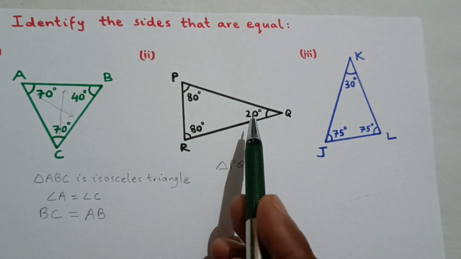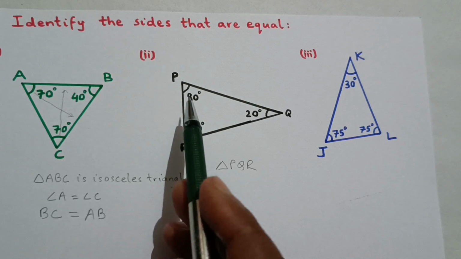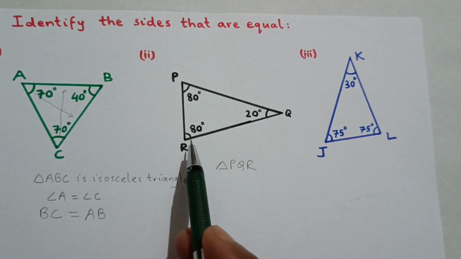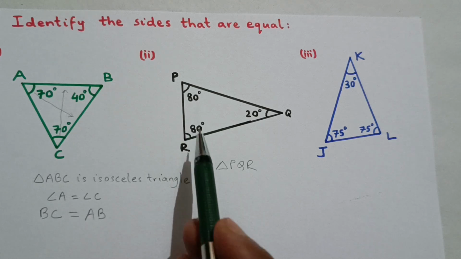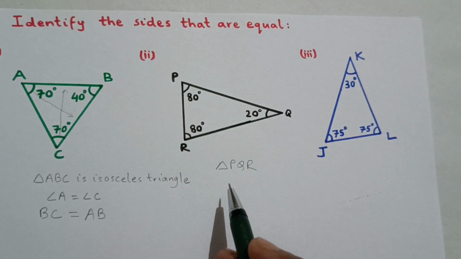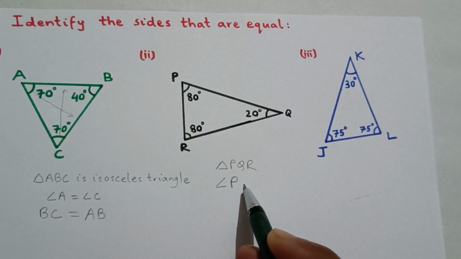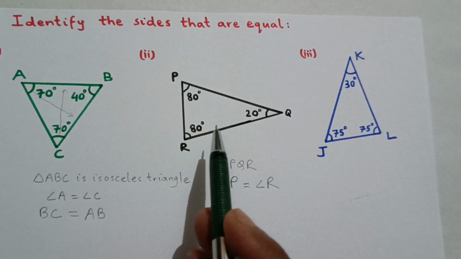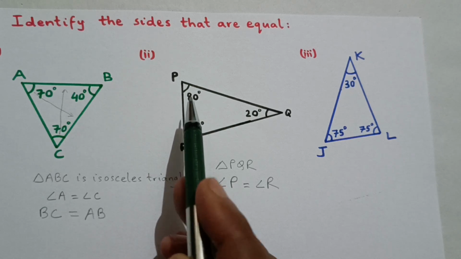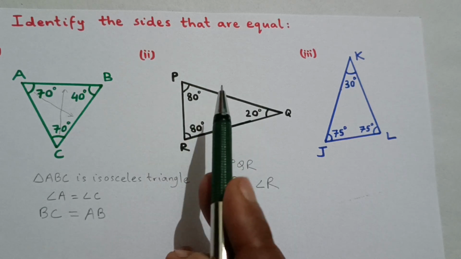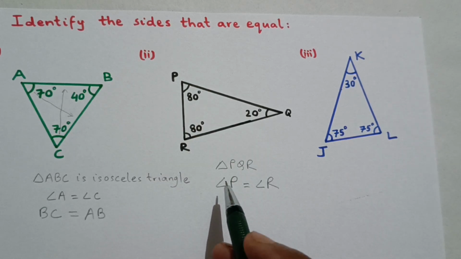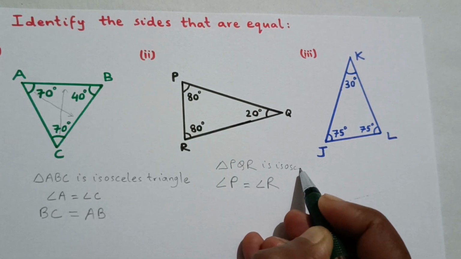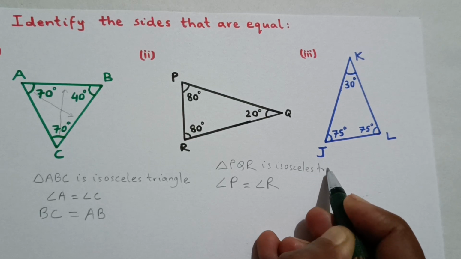Now out of the three angles, we can see that angle P and angle R are equal to each other because both of them have the measure of 80 degrees. So angle P is equal to angle R. So here out of three angles, two angles are equal. So therefore this triangle is an isosceles triangle. So triangle PQR is isosceles triangle.